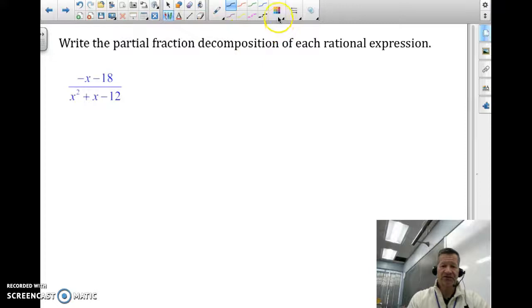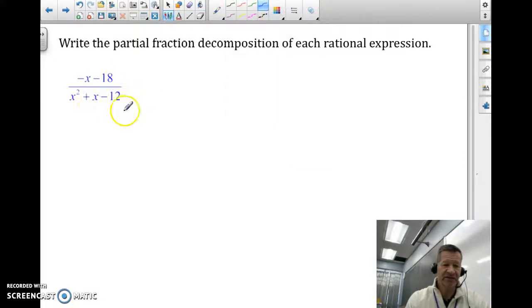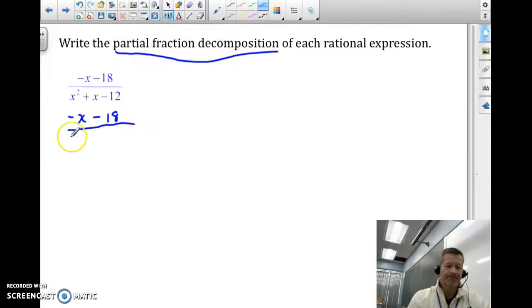In this first one, this is negative x minus 18 over x squared plus x minus 12. I want to write the partial fraction decomposition of this. Make sure you read the directions so that you know what you're being asked to do. Now the first thing you want to do is factor this denominator. It's okay if the numerator isn't factored, that's no big deal, but the denominator must be factored. This denominator can be factored as x plus 4 times x minus 3.